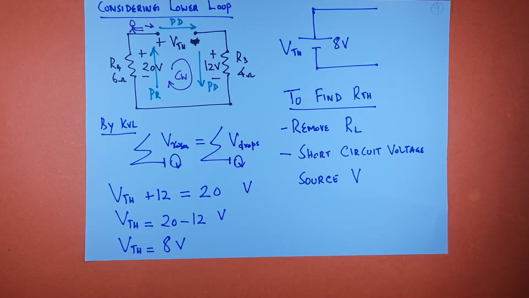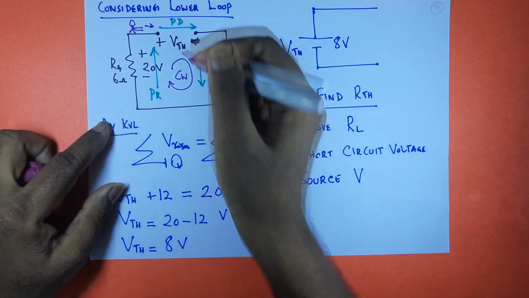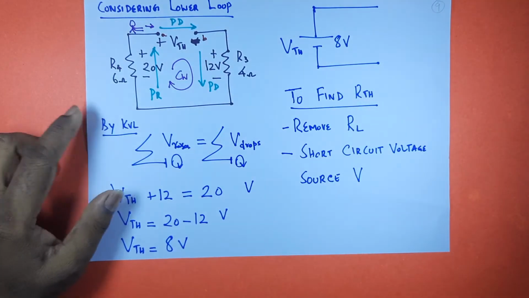So now we consider the lower loop. This is the lower loop. Of course, if you want, you can put A, B.